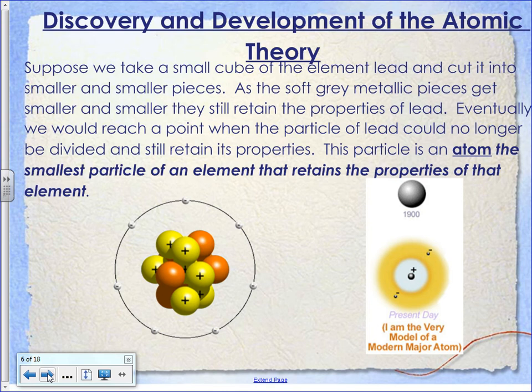All right. So the atom is the smallest particle of an element that still retains the properties of that element. So it still has the same melting point, boiling point, density, all of that kind of stuff.